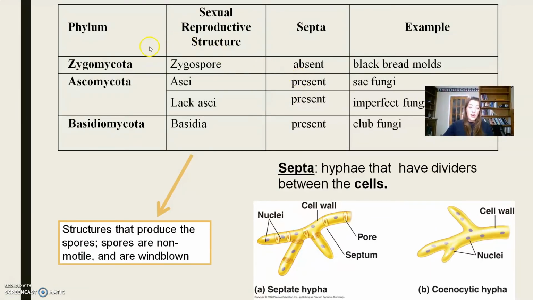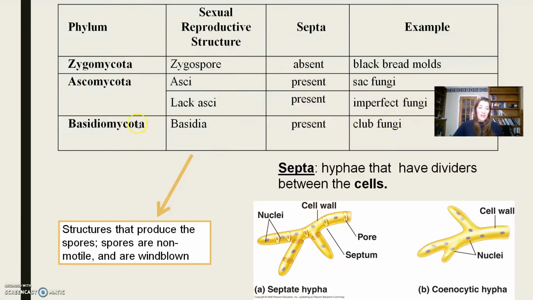Now looking over here, just to sum things up, everything you really need to know about fungi. You have the different phyla: the zygomycota, ascomycota, and basidiomycota. Then you have the sexual reproductive structures. These structures are the ones that are going to produce those spores. These are the ones that are actually producing those spores.